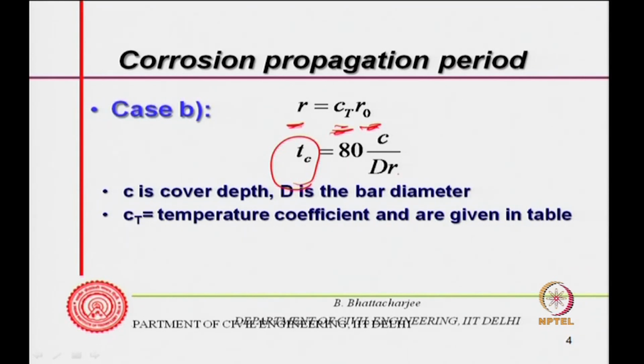This is an empirical equation. C is the cover depth, D is the bar diameter, C T is the temperature coefficient, and this is valid for all three models. Those people who have derived it empirically have given this table for C T.